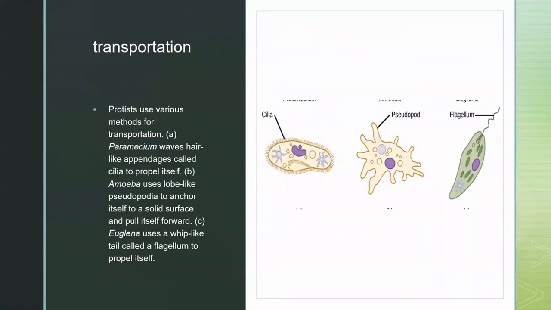Transportation. Protists use various methods for transportation. You have paramecium that wave little hair-like appendages. You have amoeba using lobe-like pseudopods to anchor itself to a solid surface and pull itself forward. And then you have those flagellates that have a flagellum that they use, a whip-like tail, to propel themselves.